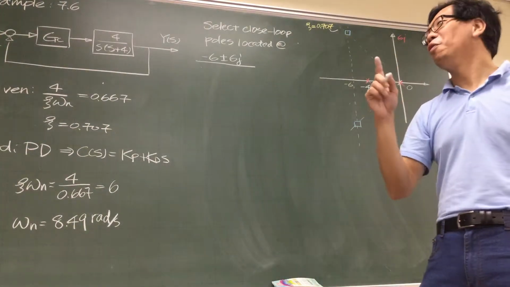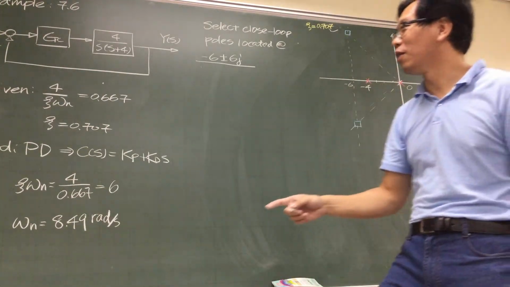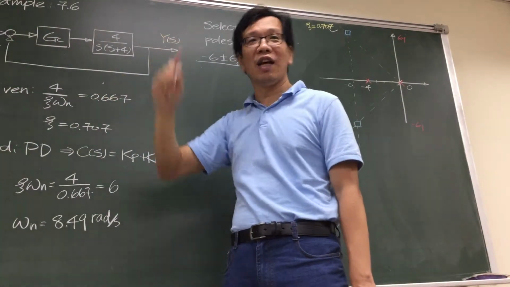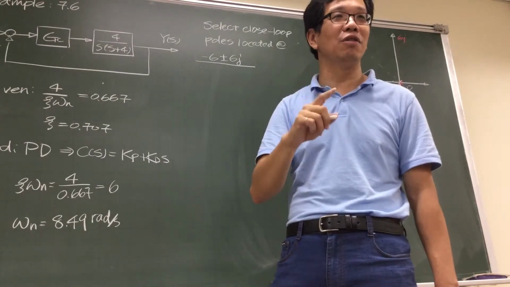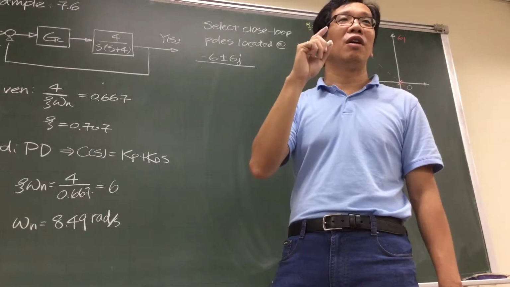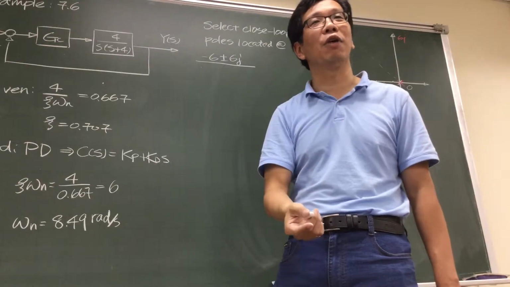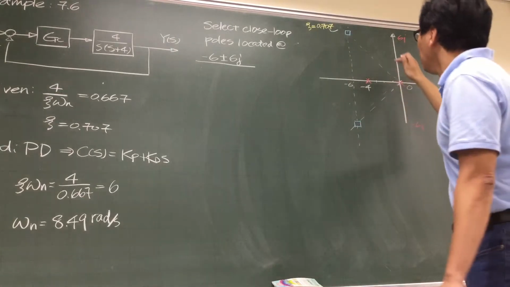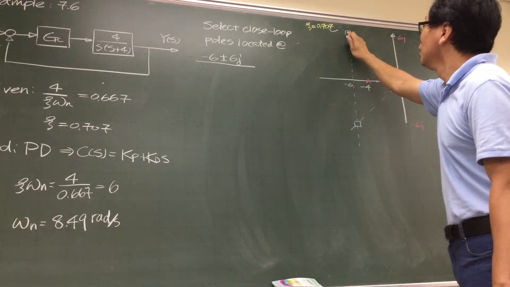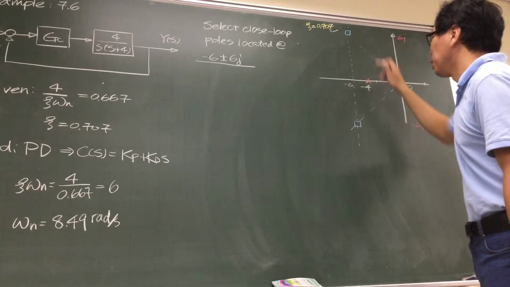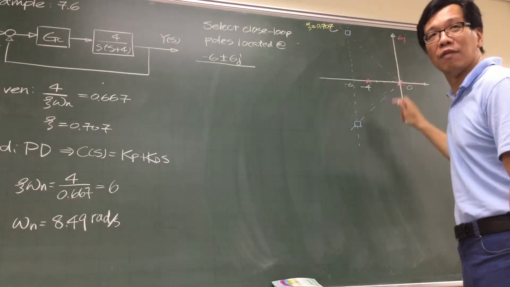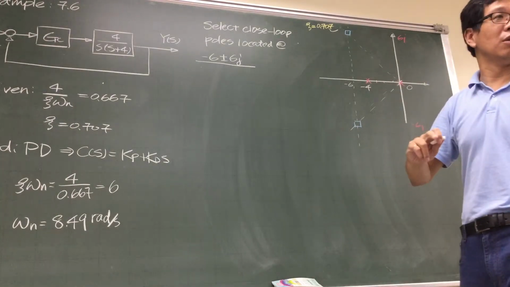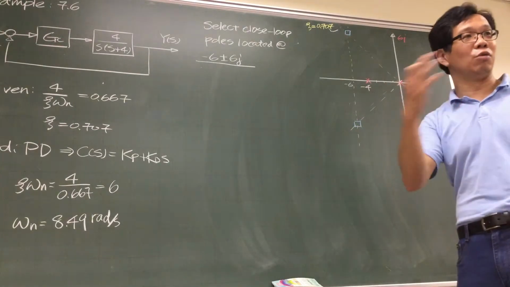Since we know where my open loop zeros are going to be placed, the next thing we need to do is use the angle criterion. Because we use the angle criterion, if we put a pole somewhere, all the angles between the closed loop pole and the individual open loop poles and zeros must sum to negative 180 degrees. That's a rule we learned in root locus.